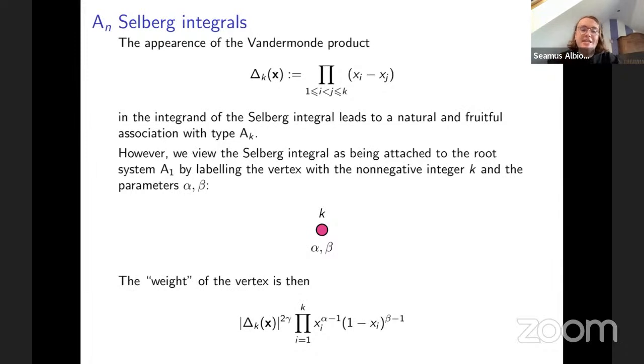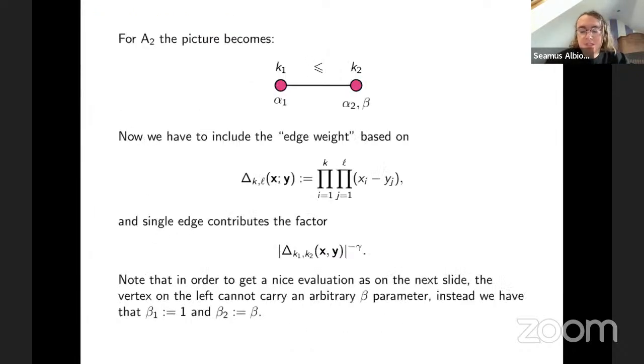Well, I take the Dynkin diagram and I weight the single vertex as follows. So I associate my integer k, my two complex parameters alpha and beta, with this vertex. And then I define the weight of this vertex to really just be the integrand of the Selberg integral. And so now I'm going to start using these deltas. So there's a lot of deltas in this talk, but this is the first example of a delta. Okay. So I've told you what A1 is. That's just the Selberg integral.